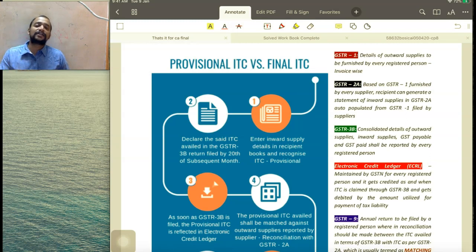Usually it is 20th of the month following every month, and that due date gets extended from time to time for many reasons. And whatever is the due date by which you need to file GSTR 3B, in the GSTR 3B you will declare ITC information. Not purchase wise ITC information, no, consolidated ITC information you will declare in GSTR 3B. Then what's the next step?